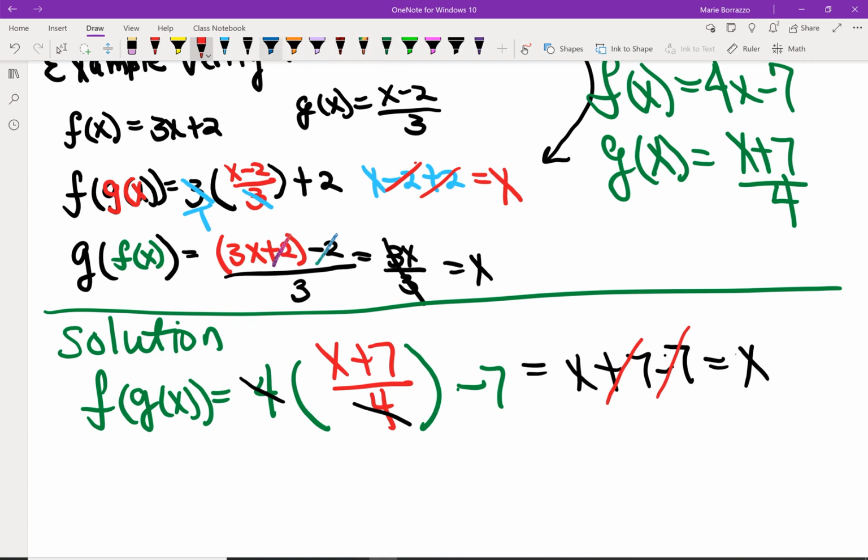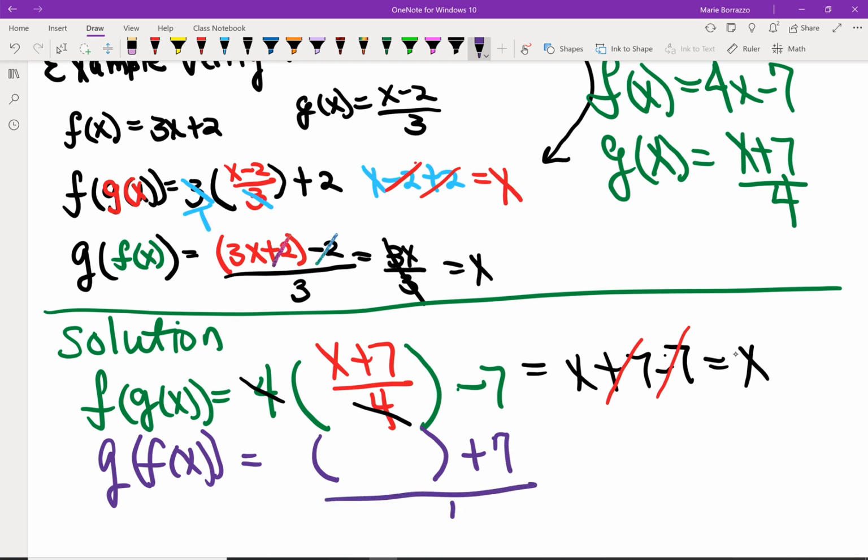We repeat the process. Let's do g of f of x. Okay, and so that means that I'm going to have an open parentheses here, and then plus 7 over 4. That's my g of x, where the x is now in open parentheses. And what I'm going to plug in is going to be my 4x minus 7.